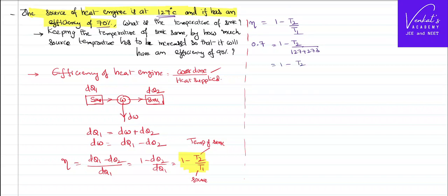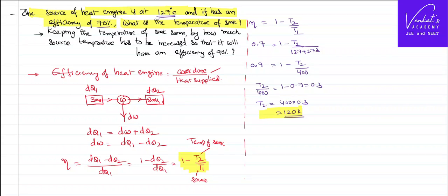So 1 minus T2 by 400 equals 0.7. So T2 by 400 equals 1 minus 0.7, that is 0.3. So T2 equals 400 into 0.3, that is 120 Kelvin. Be careful, you get it in Kelvin. That's the temperature of the sink. That's the question itself: what is the temperature of the sink? So I have calculated the first part of the problem.